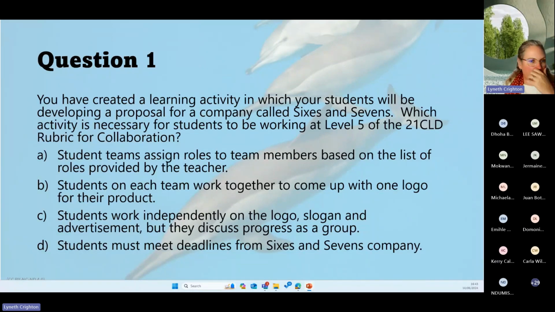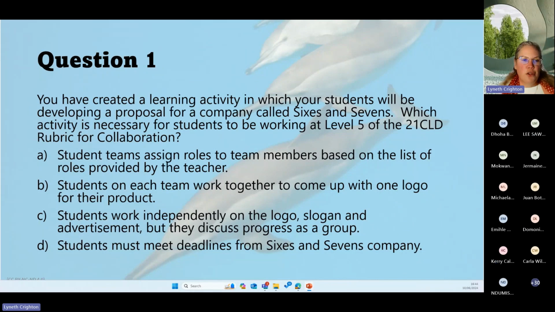You have to create a learning activity in which your students will be developing a proposal for a company called Sixes and Sevens. Which activity is necessary for students to be working on level 5? So for those people, you can pop back. Collaboration level 5 is the fact that the learner's work is interdependent. So therefore, there is group accountability, but there's also individual accountability. So it's not A, B, C, D. These are the parts of the project.